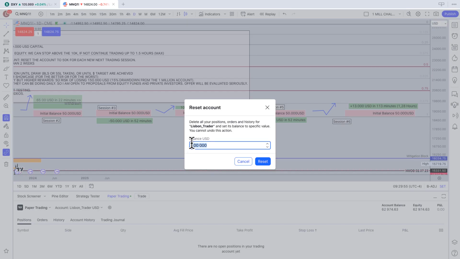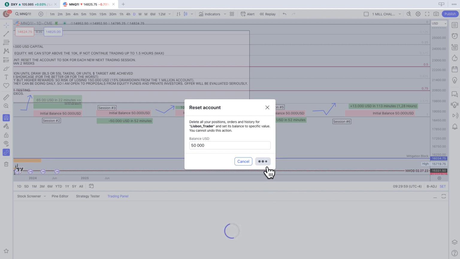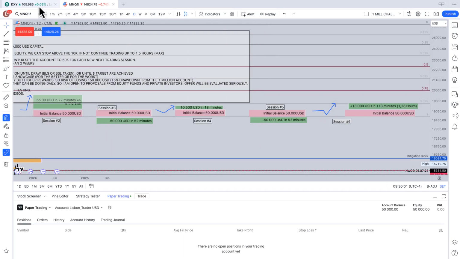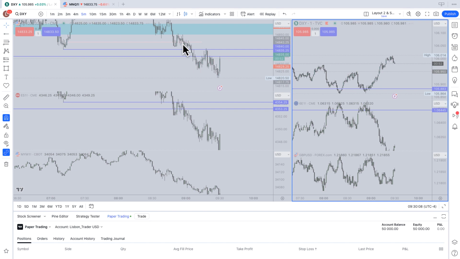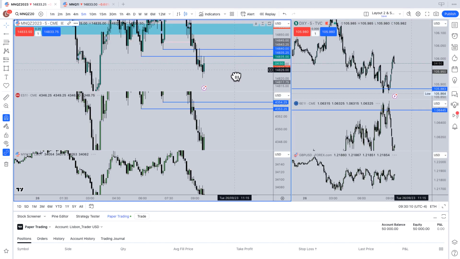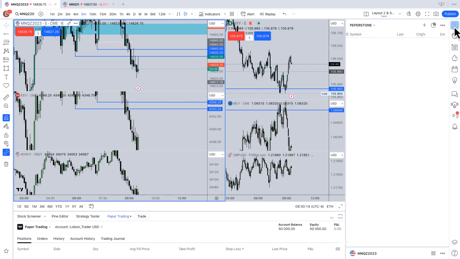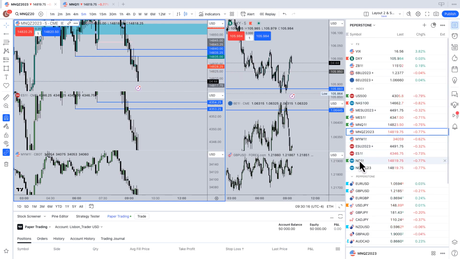So let's withdraw 13k and start trading. So we just opened. It's running for the buy side. Let's do the NQ today.